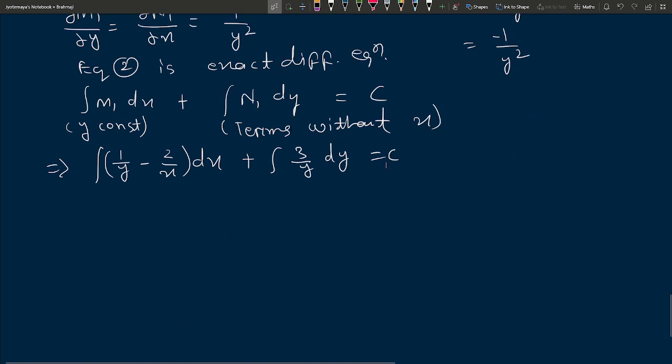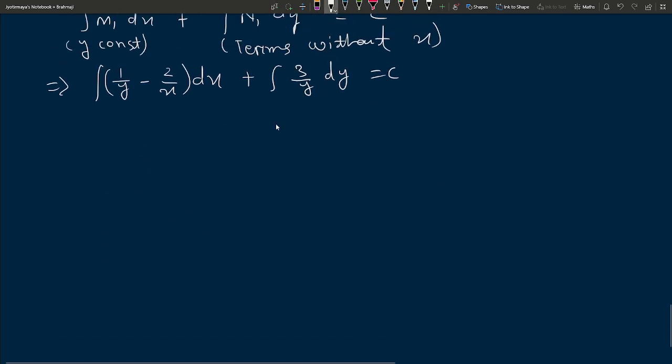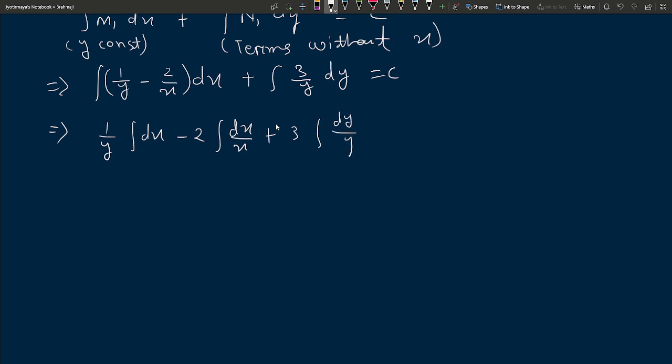Okay, now 1/y is constant, treating y as constant, so 1/y constant times integration dx, minus 2 constant times integration dx by x, plus 3 constant times integration dy by y equal to c. So 1/y times the integration of dx is x, minus 2 times the integration of 1/x is ln x, plus 3 times the integration of 1/y is ln y, equal to c. So this is my general solution.